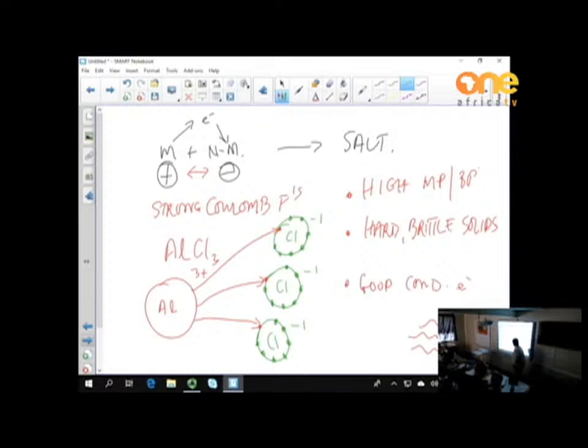Yes. In the end, what do we write? We say aluminium 3 plus, 3 chlorides give me aluminium chloride. All right. Any questions on this?